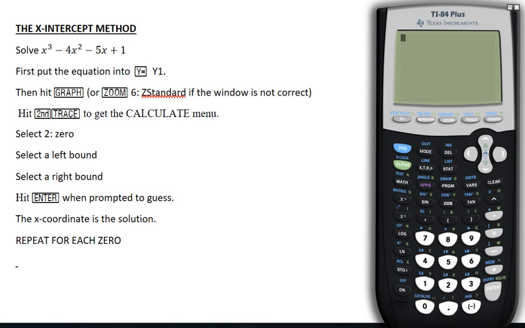In this video, we're going to show you how to use the calculator to solve equations that we can't solve algebraically. First, we're going to do the x-intercept method, and then we will do the intersection method.